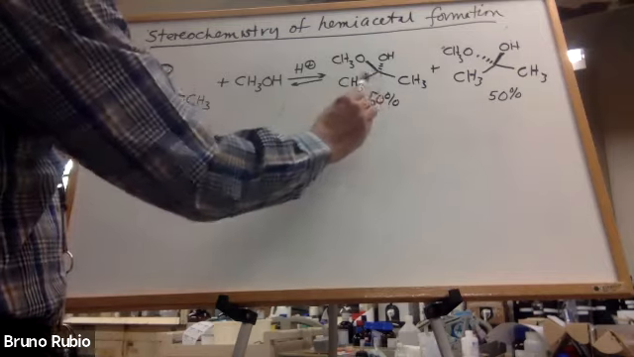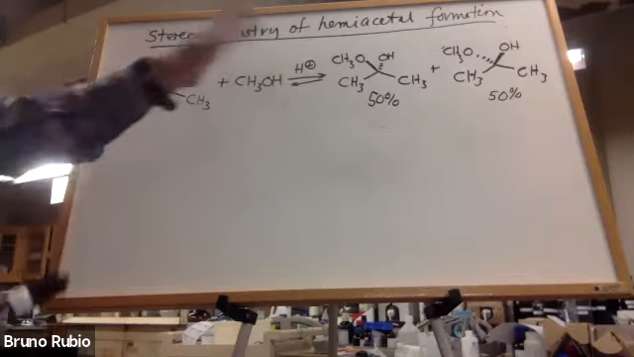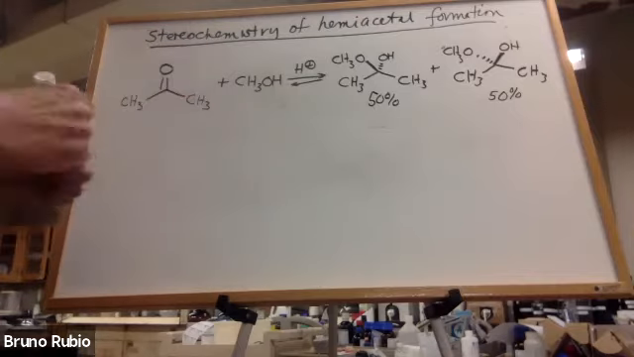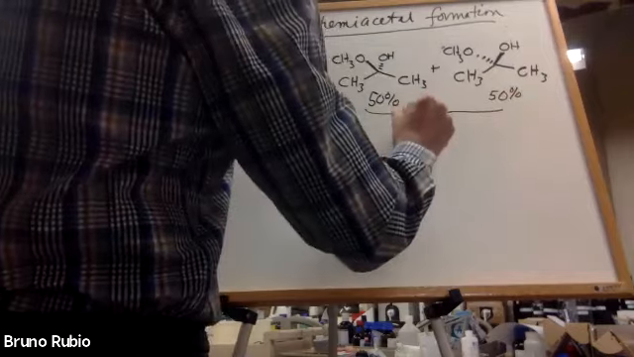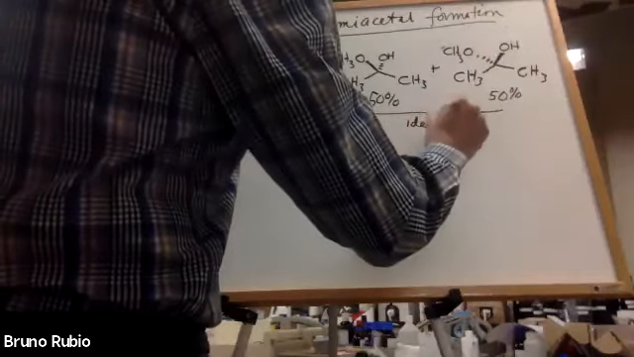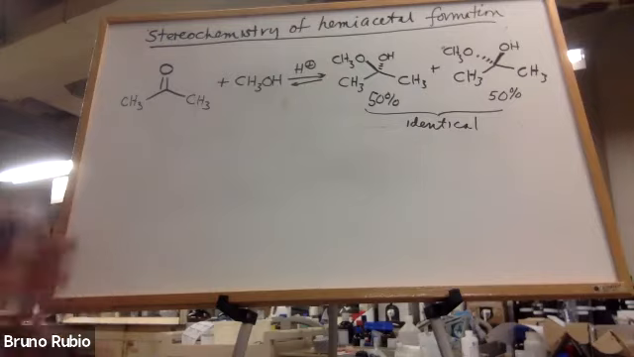That's not a chirality center. It has two methyl groups on it. Yeah, I put all of this dashing and wedging, but it's essentially meaningless because there's no new chirality center. So in this case, we got identical structures.